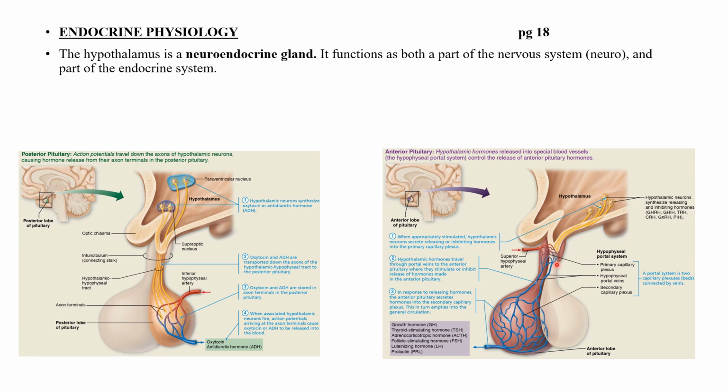So posterior pituitary is a kind of extension of the hypothalamus, right? Whereas anterior pituitary, embryologically, their origin is different. It originates in the embryo from the oral mucosa, whereas this is a part of the nervous system.